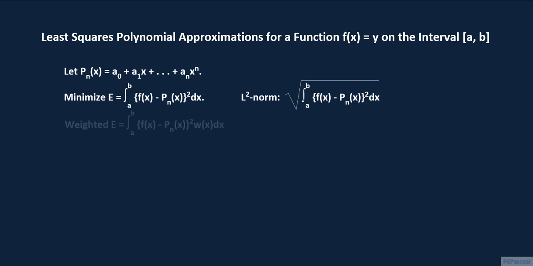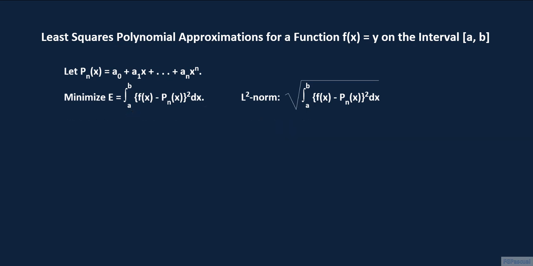In a more general setting, what we sometimes call the weighted least squares error has a weight factor w of x as part of the integrand. W is a given positive and continuous function on the closed interval from a to b. In this lecture, we derive a system of equations for finding p sub n for the specific case where w equals 1.